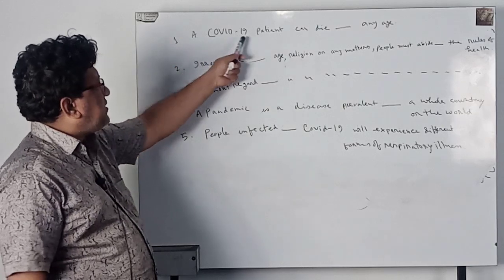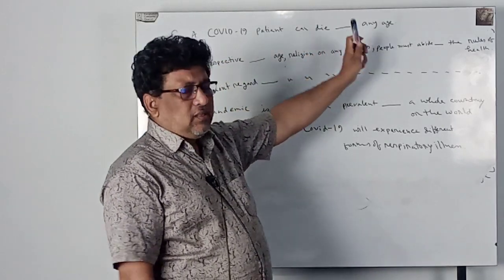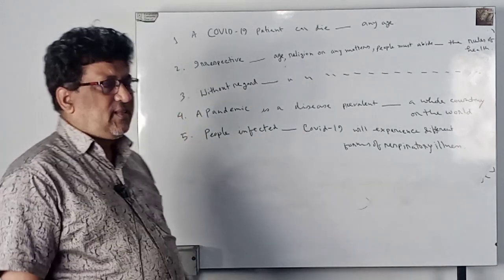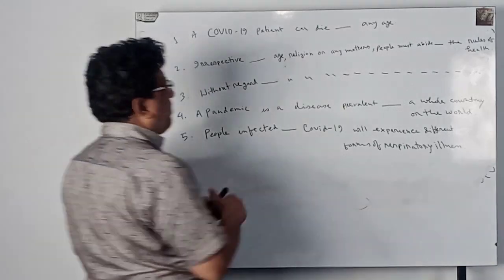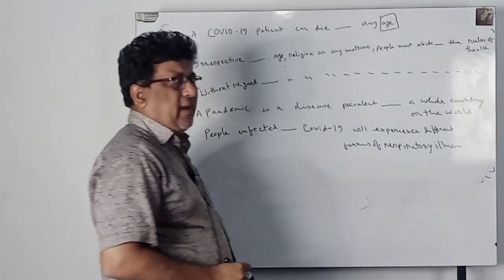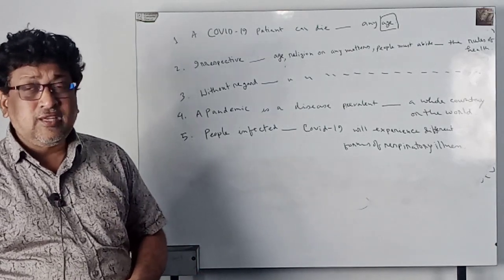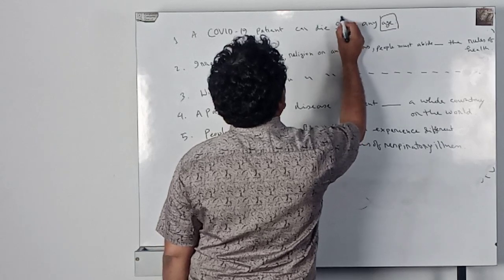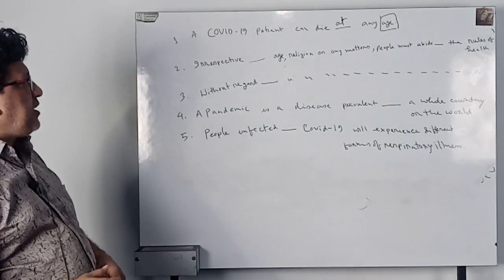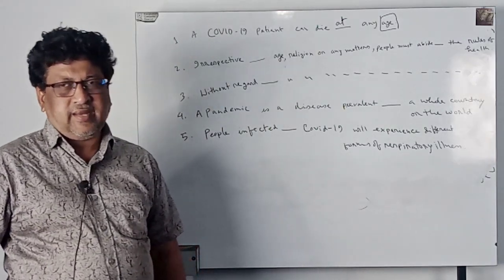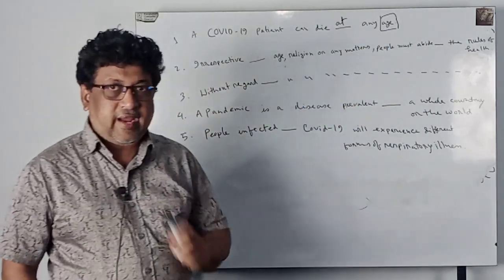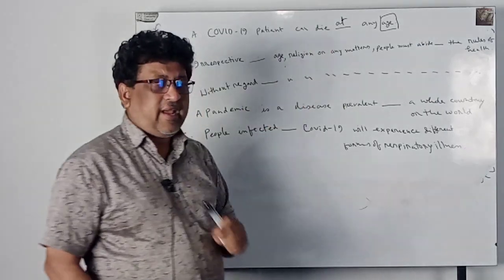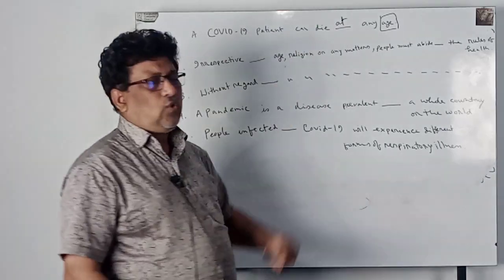Say, for example, a COVID-19 patient can die, gap, any age. So when you are faced with this challenge, you have to focus on the word age, and the word age is usually preceded by the preposition at. So a COVID-19 patient can die at any age. So the presence of the word age has made it confirm that we should use at as the appropriate preposition with the word die.